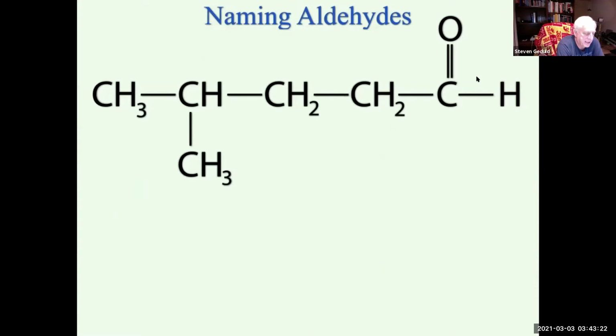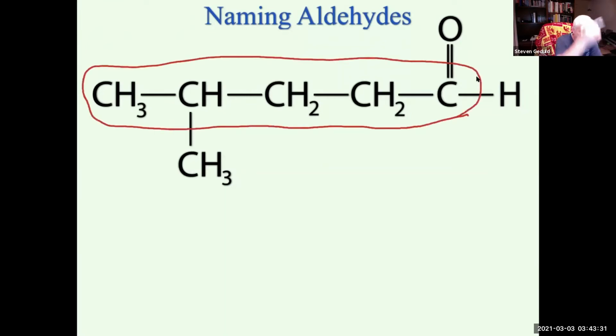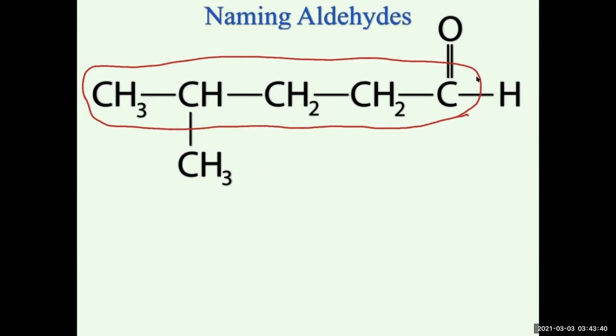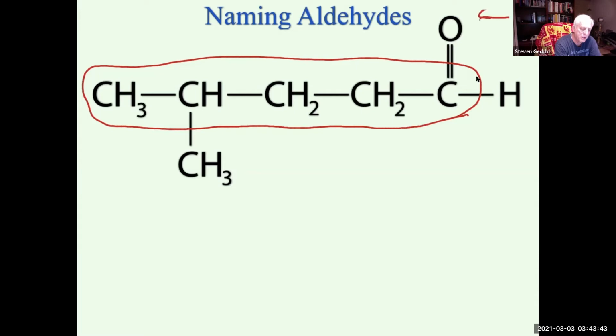All right, so let's name this thing. Longest carbon chain. Are we going to number this carbon chain from right to left or left to right? Right to left. It's going to go this way because the carbonyl carbon always has to be number 1. 2, 3, 4, 5. So 5 carbons is pentane. Okay, and we have a methyl group attached at number 4.